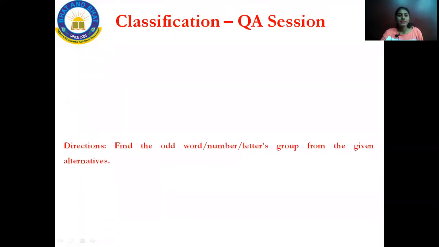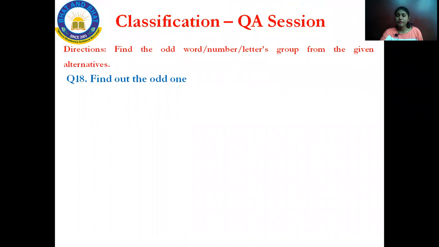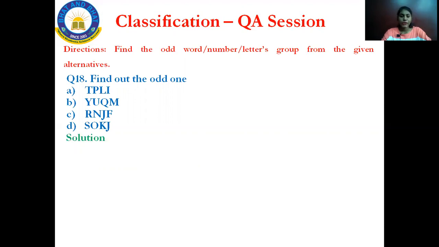Now, we'll move to the next question. Question number 18, find out the odd one. Your options are option A, T, P, L, I, option B, Y, U, Q, M, option C, R, N, G, F, option D, S, O, K, J. This is your option. I'll repeat. Option A, T, P, L, I, option B, Y, U, Q, M, option C, R, N, J, F, option D, S, O, K, J. Okay, solution.